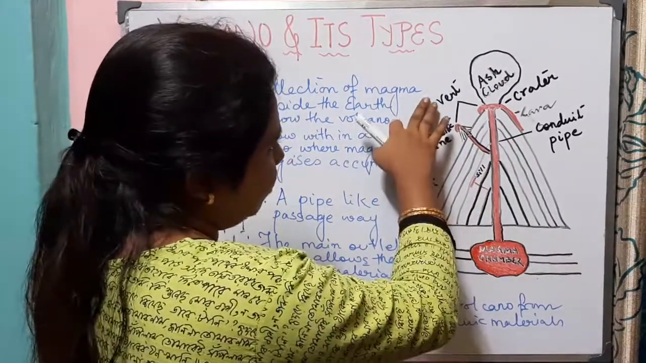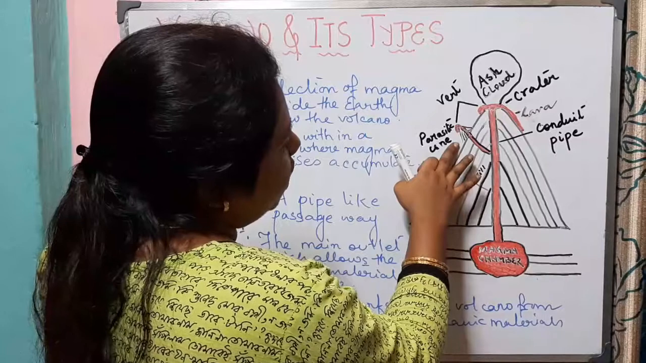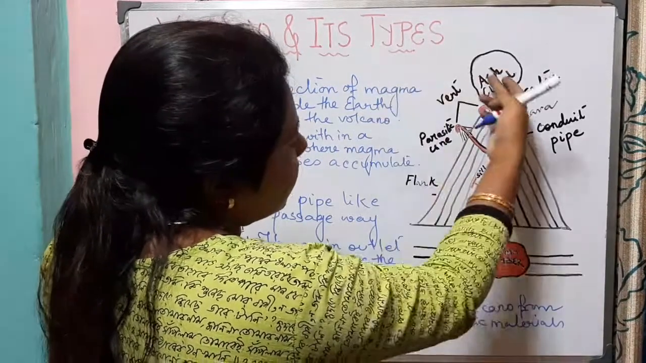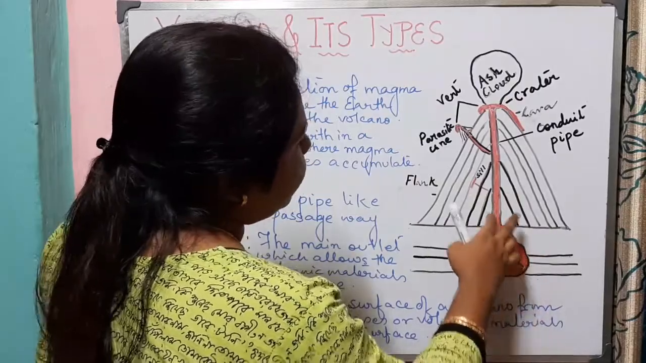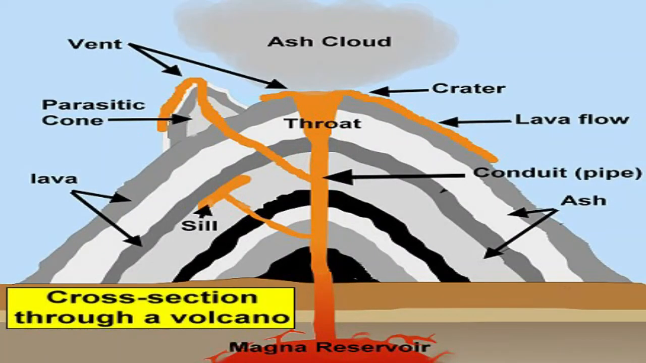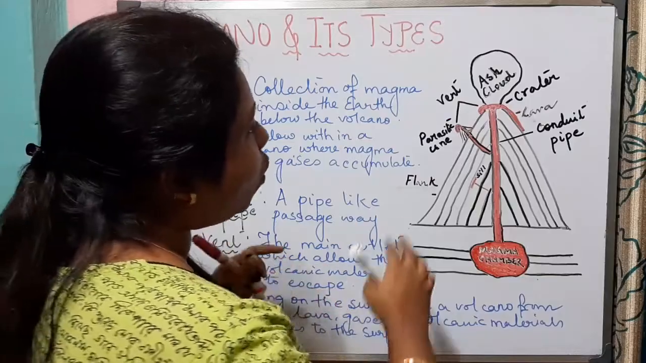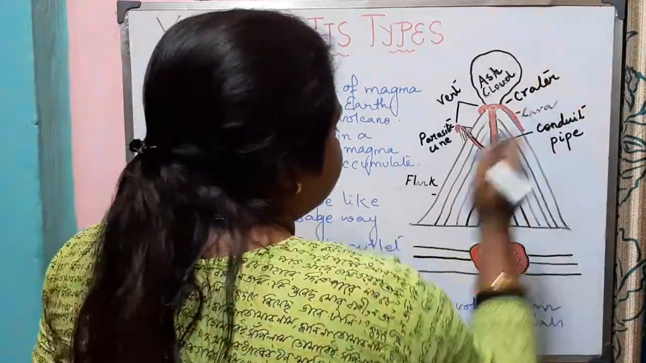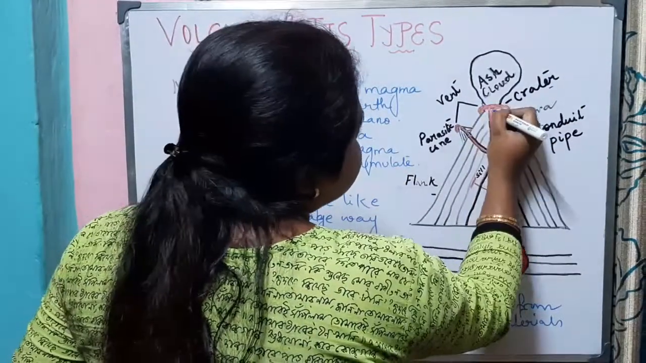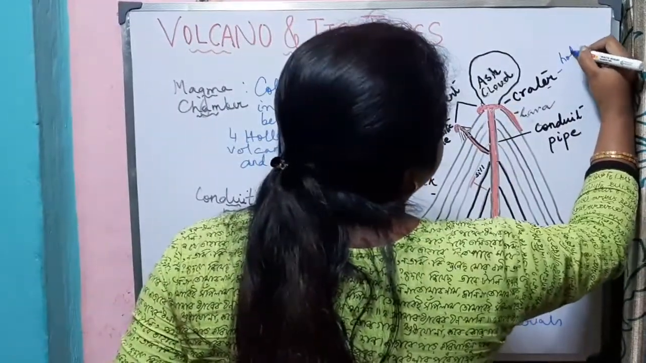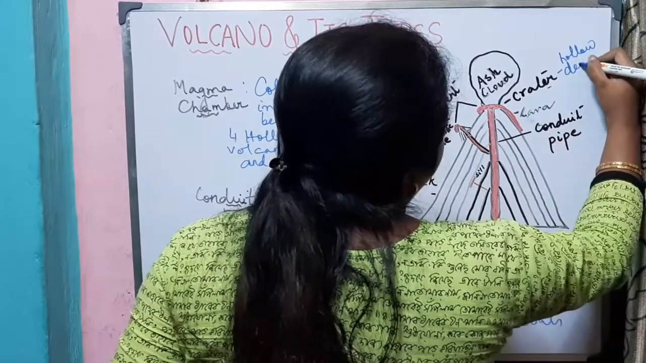So this one is a primary vent or the main vent, and this one is a secondary vent. The main vent is connected through a pipe-like passageway, that is the conduit pipe, and the secondary vents are the smaller outlets from where the magma can escape to the surface. Now, what do you mean by crater? What is a crater? You can see here this is a crater. A crater is a hollow-shaped depression, or we can say it's a hollow depression.